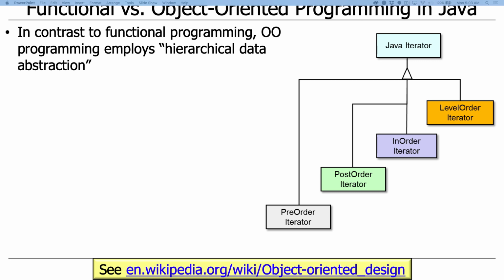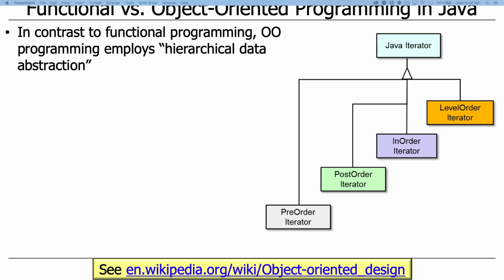Well, you can see an example here. Here we have an interface like Java iterator. So that's data abstraction, right? We just have an interface. We don't expose the implementation details. And you can derive or inherit or implement, depending on your choice of terms, different classes that will create a hierarchy of classes that will implement iterators with different traversal orders in this particular case, right? So we might have a pre-order iterator, a post-order iterator, an in-order iterator, a level order iterator.